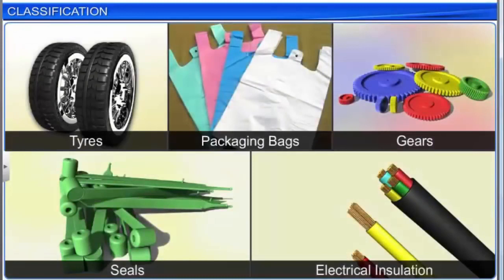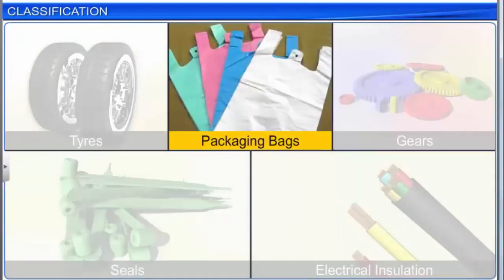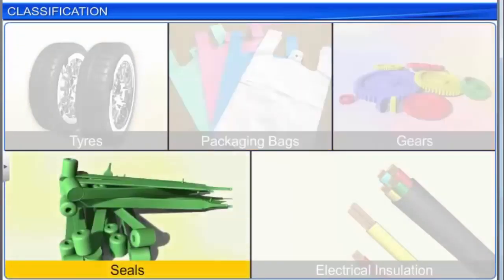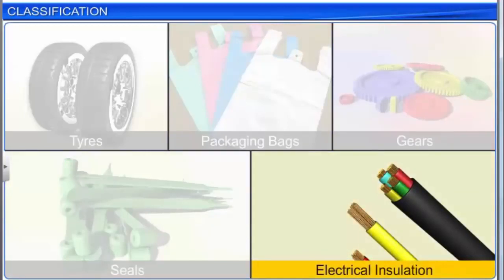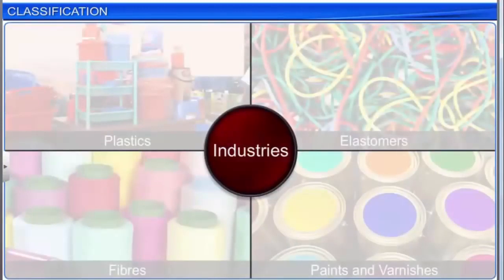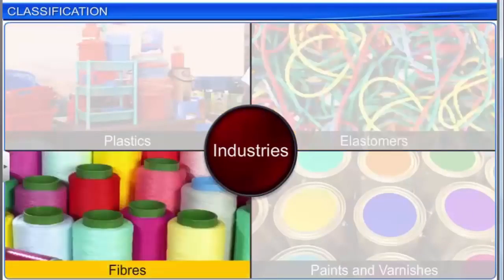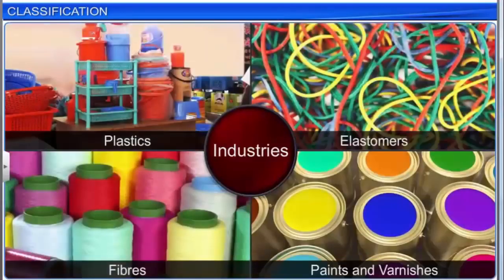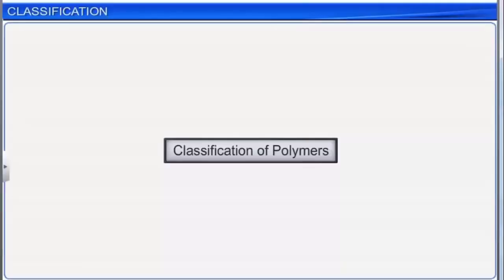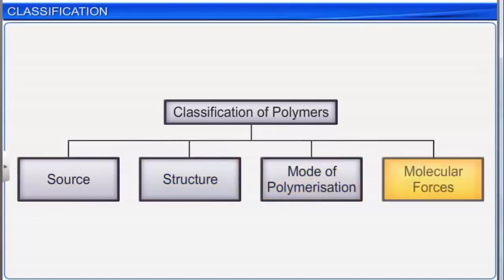Other materials made from polymers include automobile tires, packaging bags, gears, seals, and electrical insulation. Polymers are the basis for 4 major industries: plastics, elastomers, fibers, and paints and varnishes. Polymers can be classified in a variety of ways. They can be classified on the basis of their source, structure, mode of polymerization, and molecular forces.